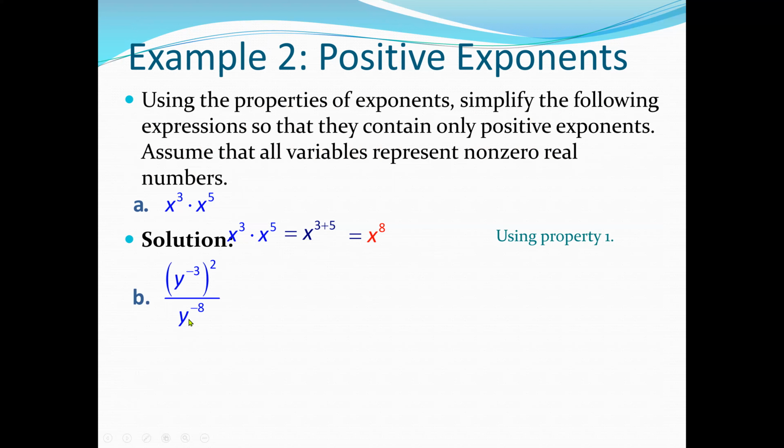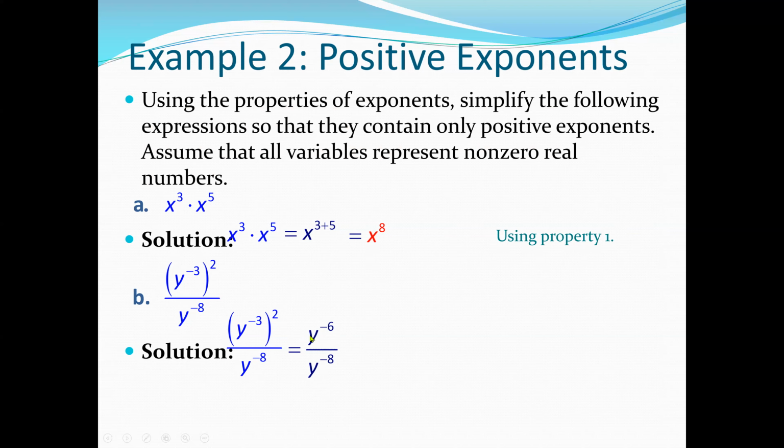Second question, we have a division. But this time we have y to the power negative 3, all squared, divided by y to the power negative 8. So the first thing I will do is remove the parentheses. So I'll get 2 times negative 3, which will give us y to the power negative 6 over y to the power negative 8.